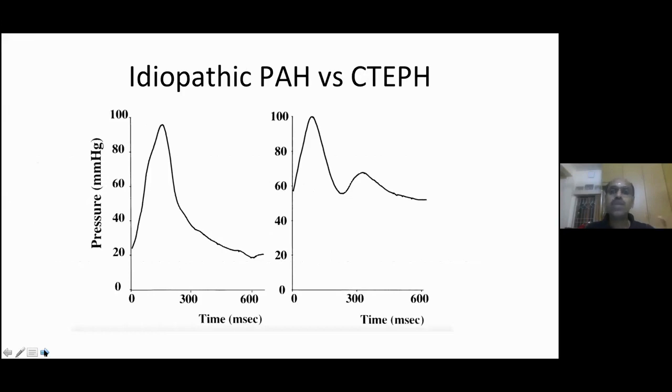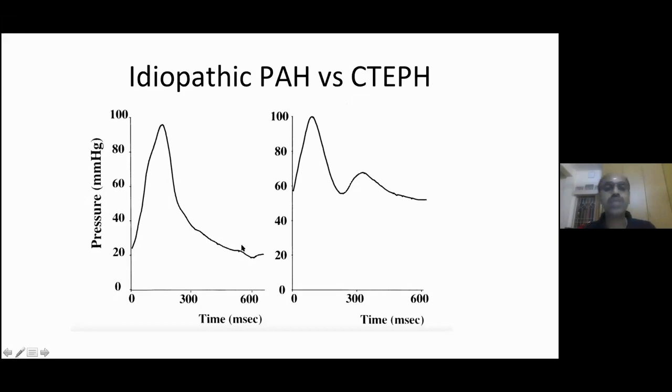Now coming to differentiation between the different types of pulmonary hypertension, I am showing two examples. This is idiopathic pulmonary hypertension. This is thromboembolic pulmonary arterial hypertension. Carefully look at the trace. The systolic pressure is sort of matching between the two, but the diastolic pressure is significantly high in idiopathic pulmonary arterial hypertension and reasonably lower in chronic thromboembolic pulmonary hypertension.